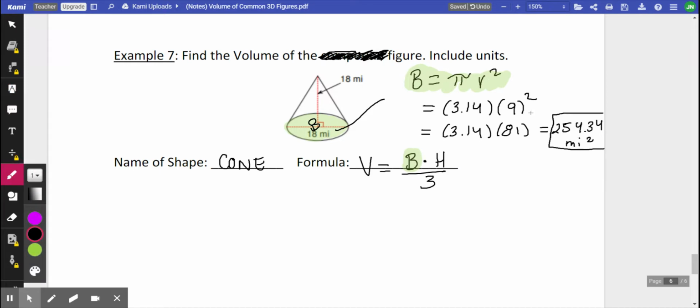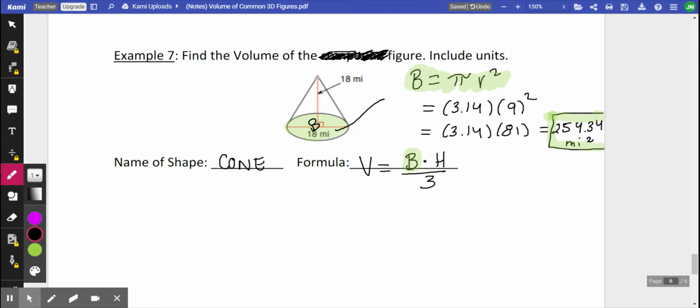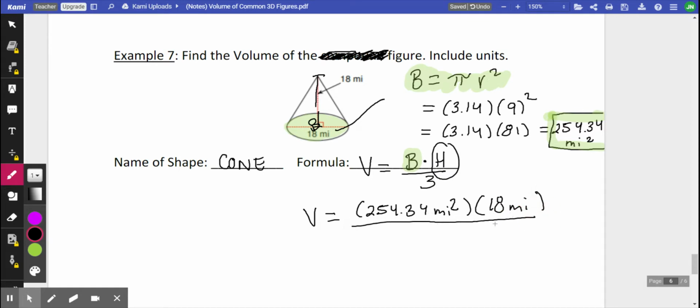So one of these slices is a circle. We just found the area of that was 254.34. The height is given to us as well. The height is 18 miles, the distance from the point of the cone all the way to the bottom of the cone. So that belongs here, and the rest we can figure out. The volume is 254.34 miles squared, multiplied by the height, which was 18 miles, and then divide everything by 3, because that's what the formula says. The reason we divide by 3 is that a cone holds a third of what a cylinder holds. So that's where the 3 comes from.